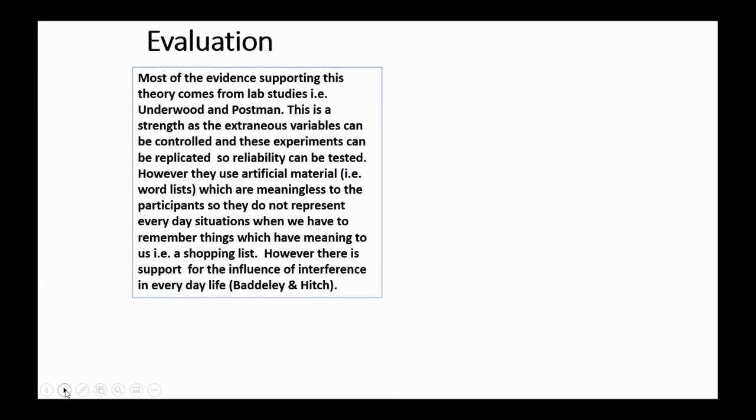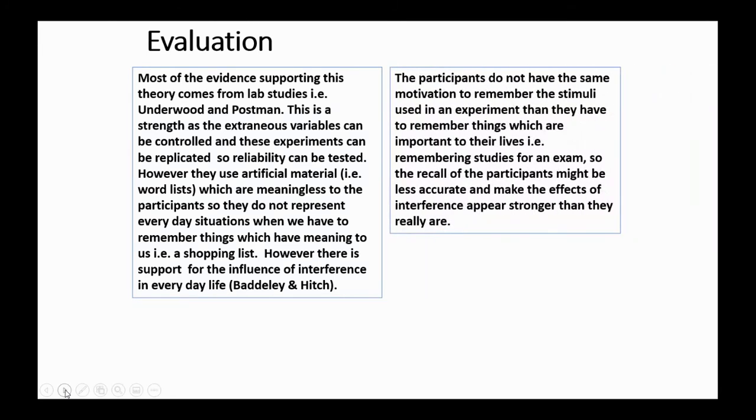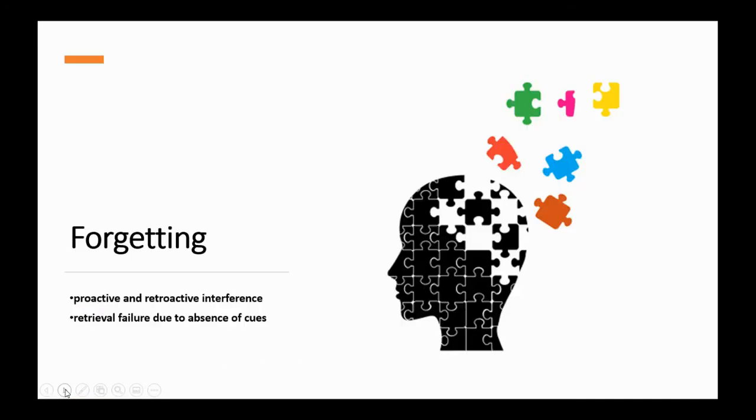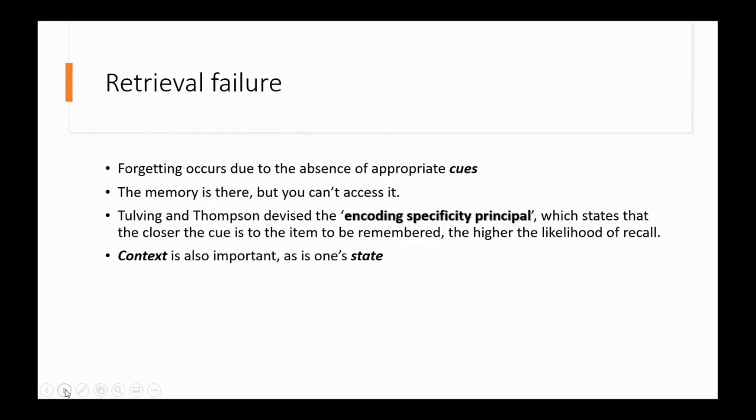In terms of evaluation from interference, most research comes from lab studies. You can evaluate the methodology, and you can look at the lack of motivation and the artificial nature of the tasks. Then we need to look at retrieval failure. It's not about the availability of information, it's about the accessibility of it, whether we're just lacking the appropriate cues to recall information. There's something called the encoding specificity principle, which says that you need a cue which will increase the likelihood of recall.